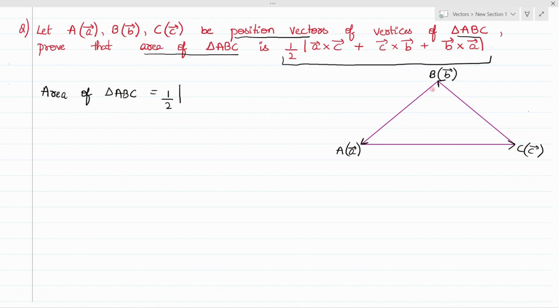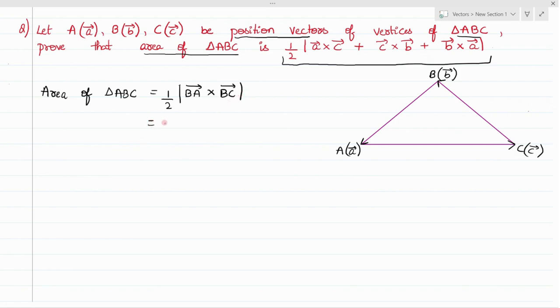Base is what? Let's take base as BA. If we take base as BA, what will the height be? It becomes BC. It's not necessary that you need to take base as BA and height as BC. Instead, you can take base as AC and height as AB. But one thing you need to remember is both the base and height should have the same initial point. Okay.